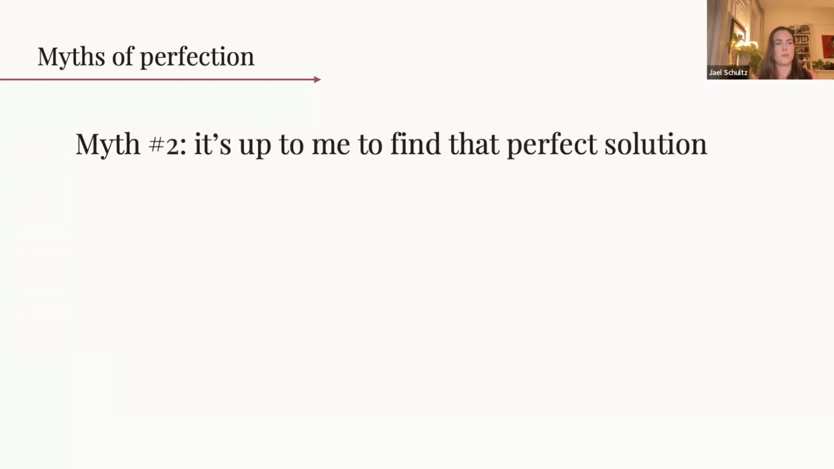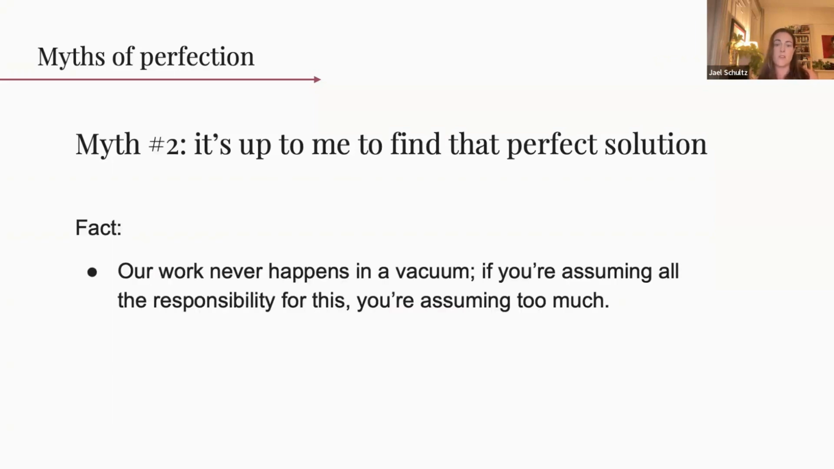Myth number 2 is it's up to me to find that perfect solution. So if you assume that a flawless solution to a problem or a project exists and you're out there hunting it, then you're assuming it's up to you to find the solution. The fact is, for better or for worse, our work never happens in a vacuum. So if you're assuming all the responsibility for hunting for this mythical perfect solution, you're assuming too much.